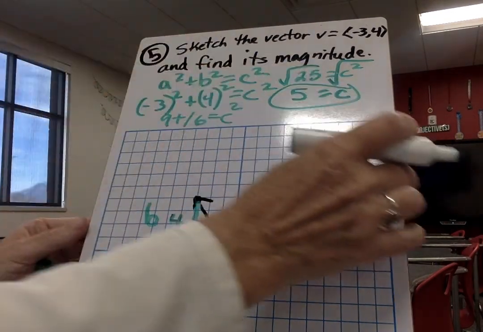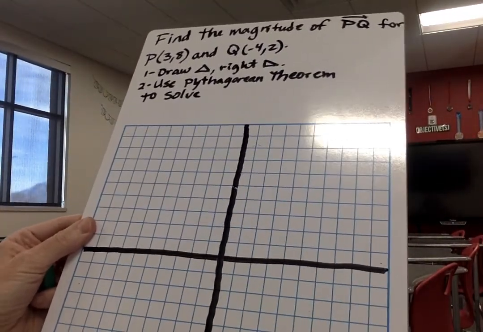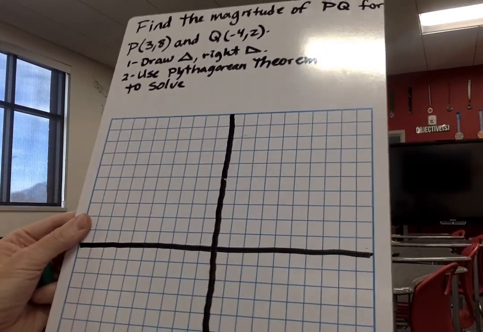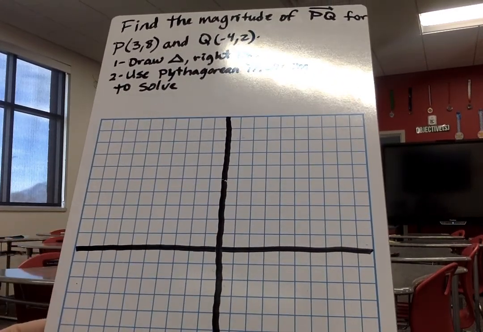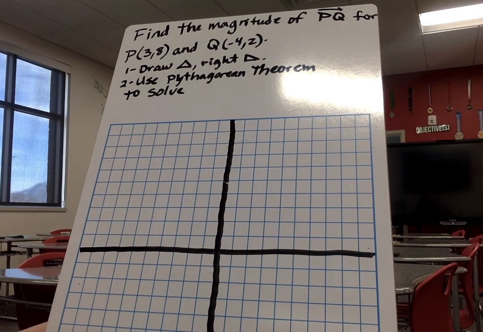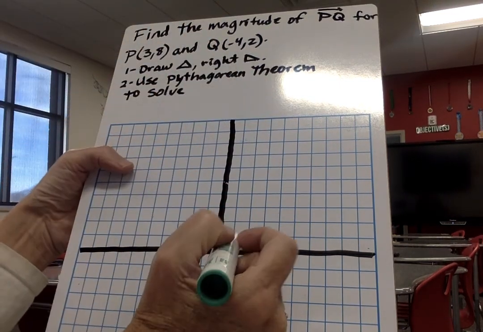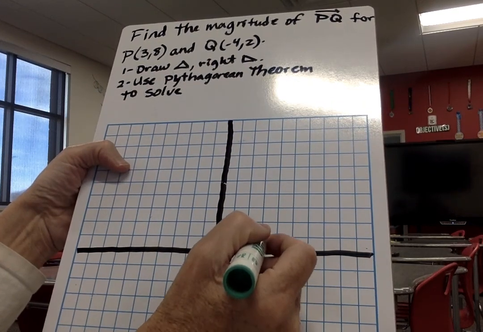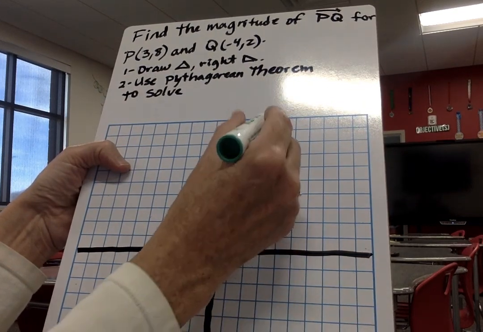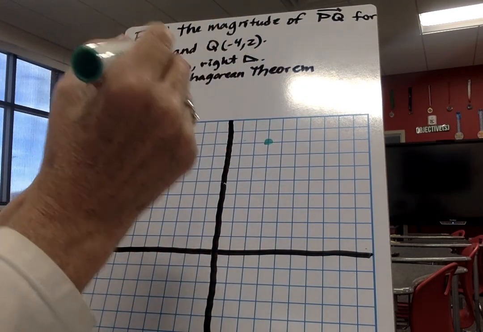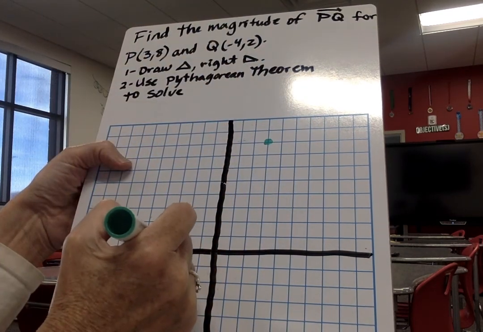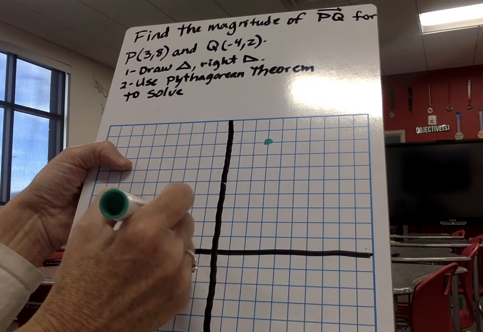Okay? So next, find the magnitude of PQ for P equals (3, 8) and Q equals (-4, 2). You draw a right triangle as the first step. Actually, I'm going to plot the points first. So I go over 3 and up 1, 2, 3, 4, 5, 6, 7, 8. And then I go -4: 1, 2, 3, 4, and up 2.